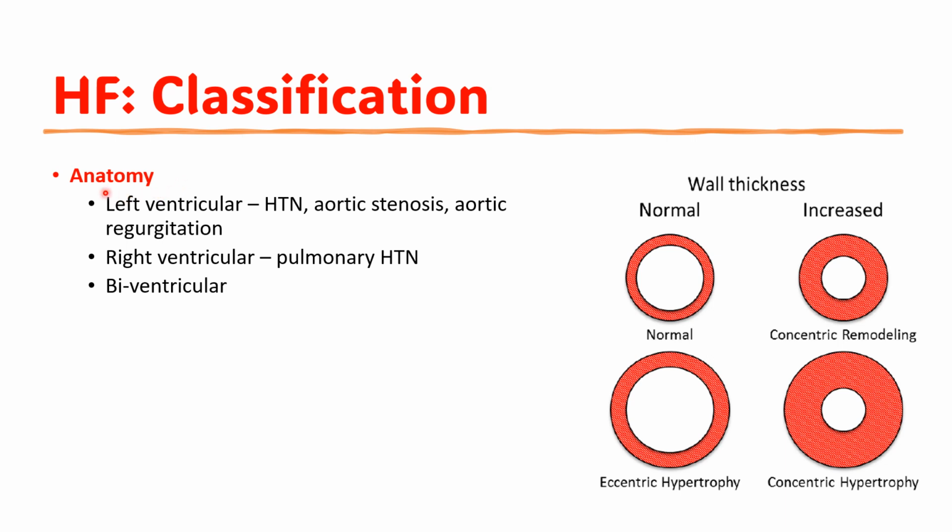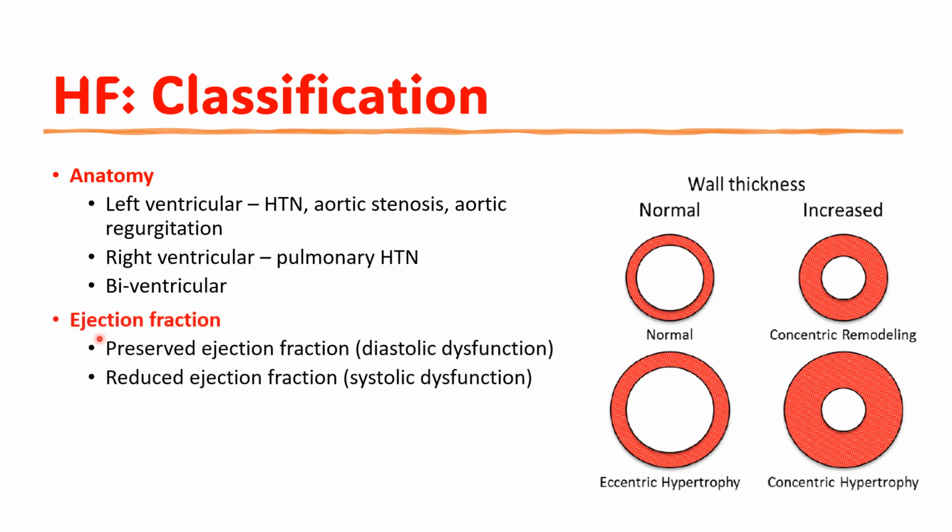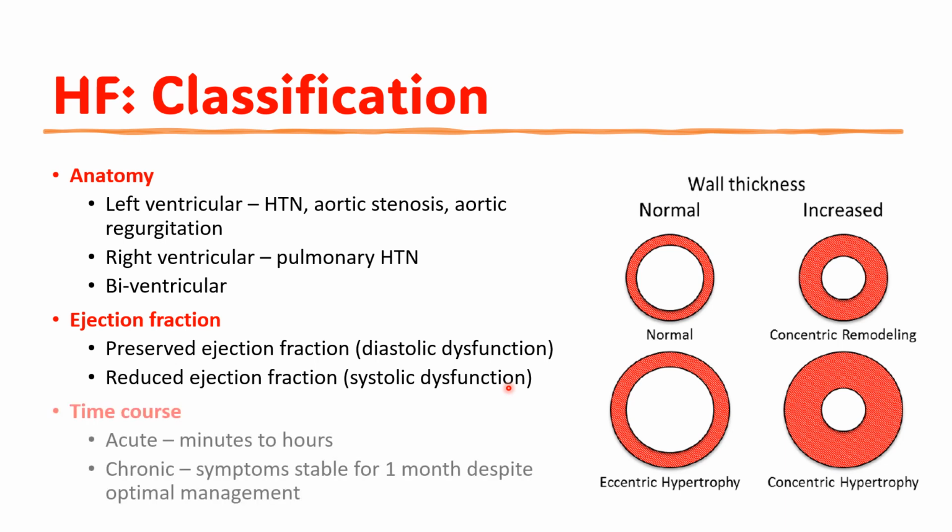So let's talk about the classification of heart failure. Heart failure can be classified anatomically. So you can have left ventricular failure, right ventricular failure, or both of the ventricles can fail. You can have biventricular failure. You can classify it by ejection fraction. So the ejection fraction can be preserved, typically seen when there's diastolic dysfunction, so dysfunction in ventricular relaxation, or there can be a reduced ejection fraction. This is typically due to systolic dysfunction, so a problem with the actual contraction of the ventricle during systole.